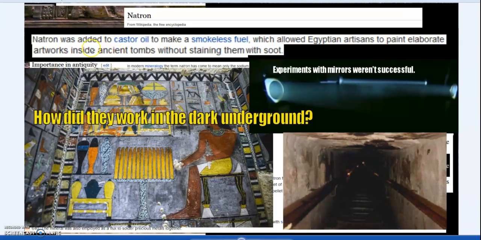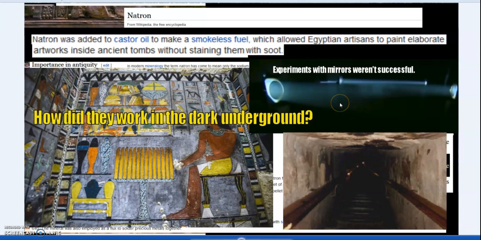But the most important one, and to answer the question for me, was that it was added to castor oil. It makes a smokeless fuel, which allowed Egyptian artisans to paint elaborate artworks inside ancient tombs without staining the ceiling with soot. I did a video some time ago in regards to Egyptian colour making and Vitruvius, who describes the chemistry of colour making. But how did they, when the ceiling should be covered with soot from the smoke, carve the chambers underneath the Great Pyramid?